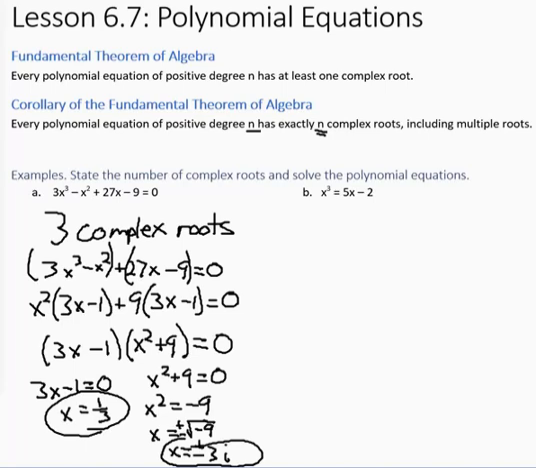So we had 3 complex roots, and we found all 3 of those. So if we put 1/3 back in here and solved it, it would make it true, or if we put either of these 2 back in here and simplified it, it would make it true.